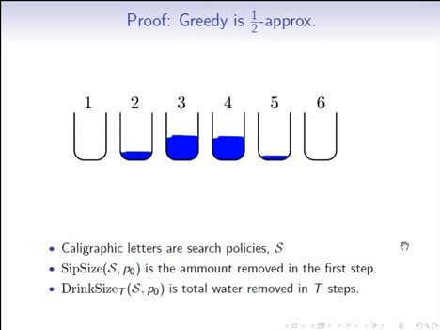So to do our proof, or to give you an intuition of the proof, we just have to introduce a tiny bit of notation. We'll use calligraphic letters to designate search policies. And then for a particular search policy and an initial condition P0, we'll have the sip size be equal to the amount of water that's removed in the very first step of the search policy. And we'll have the drink size for a time horizon t be the total amount of water removed by the search policy in t time steps.